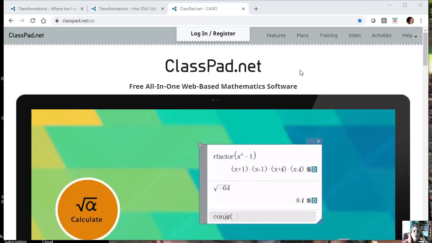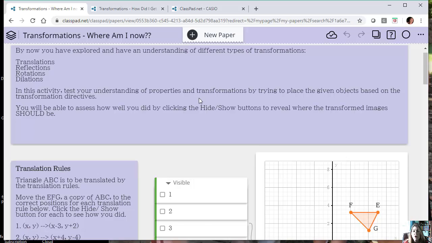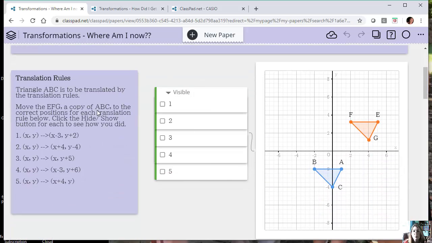The two activities are Transformations: Where Am I Now, and Transformations: How Did I Get Here. So, two different approaches. With the first one, when we click on it, it's assumed students have an understanding of the properties. Now it's more about applying the properties in a coordinate plane. Can you use those properties to help you figure things out? As you scroll down, there's basically one little activity on each type of transformation.